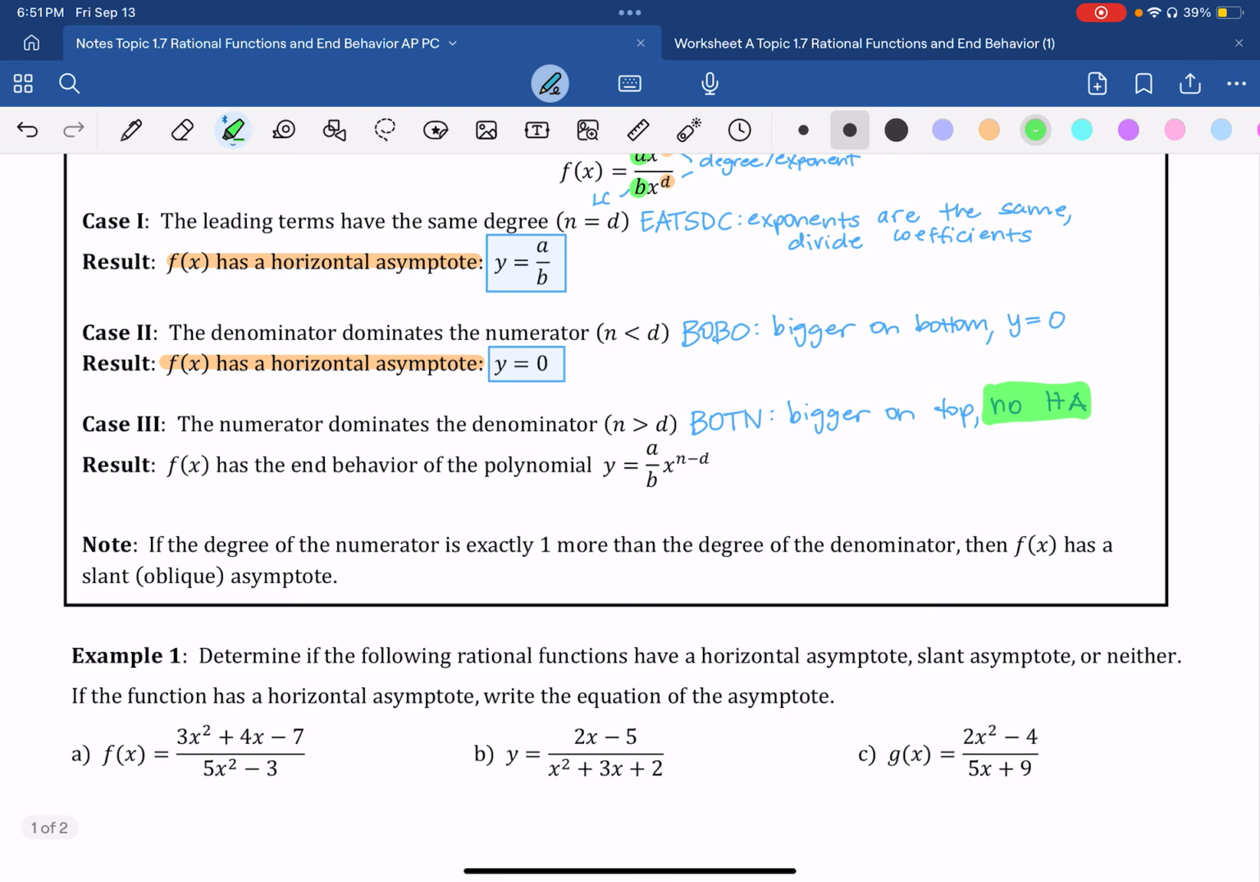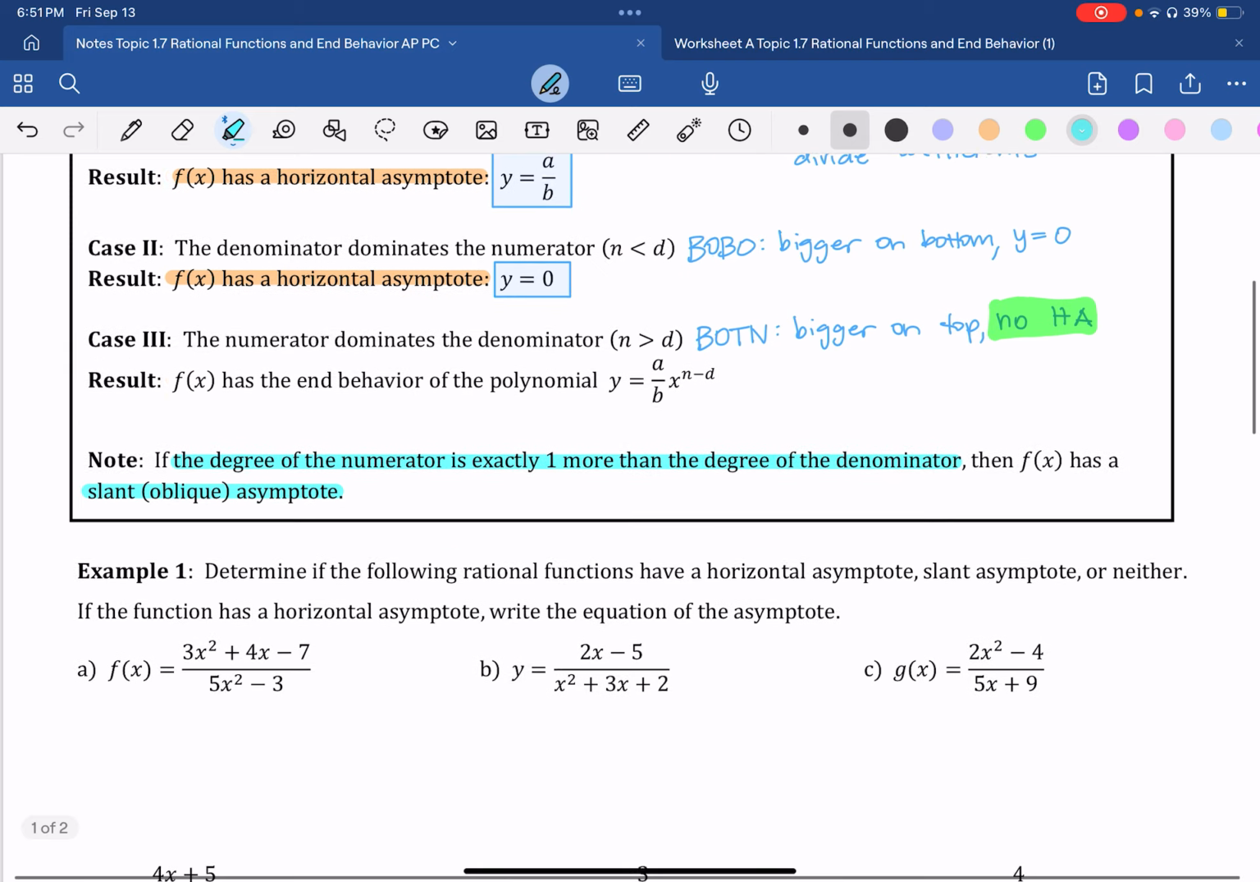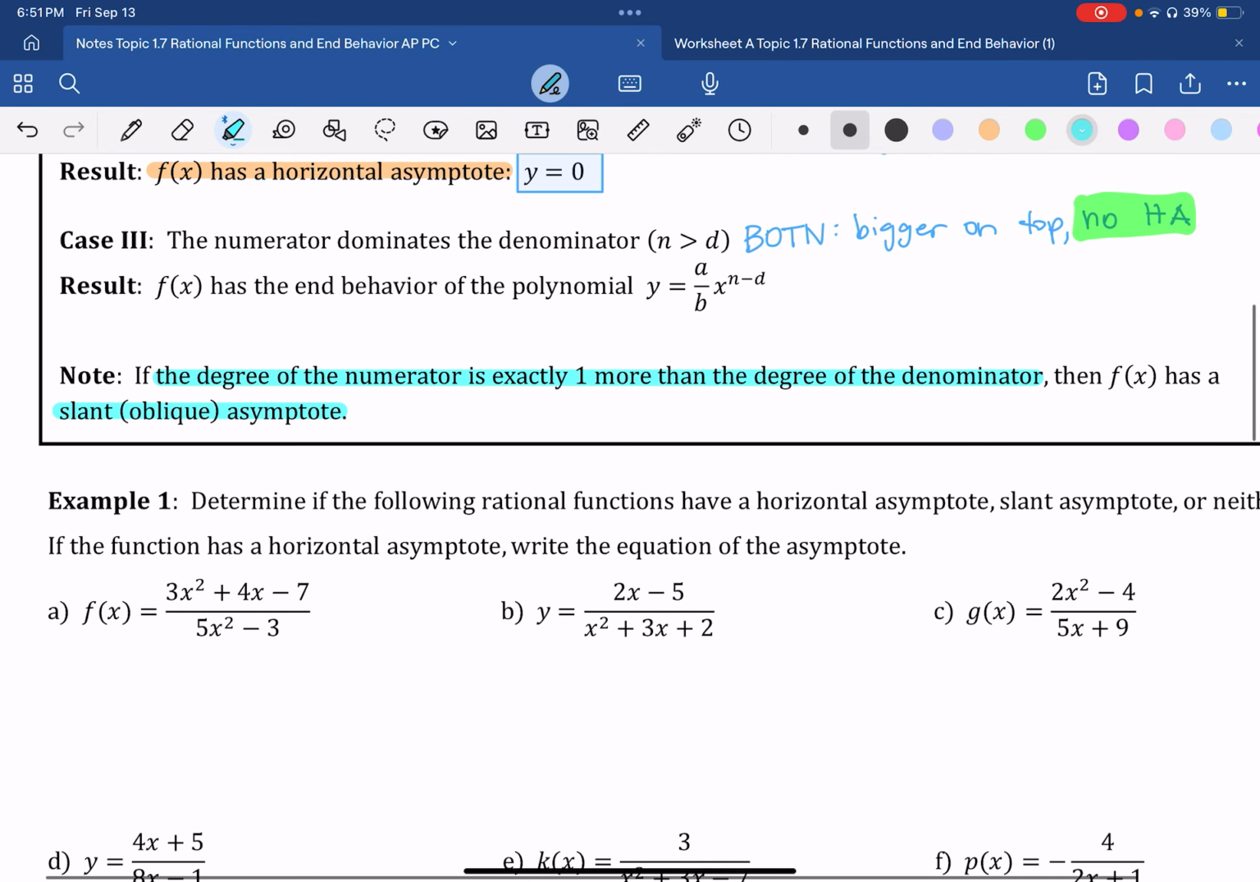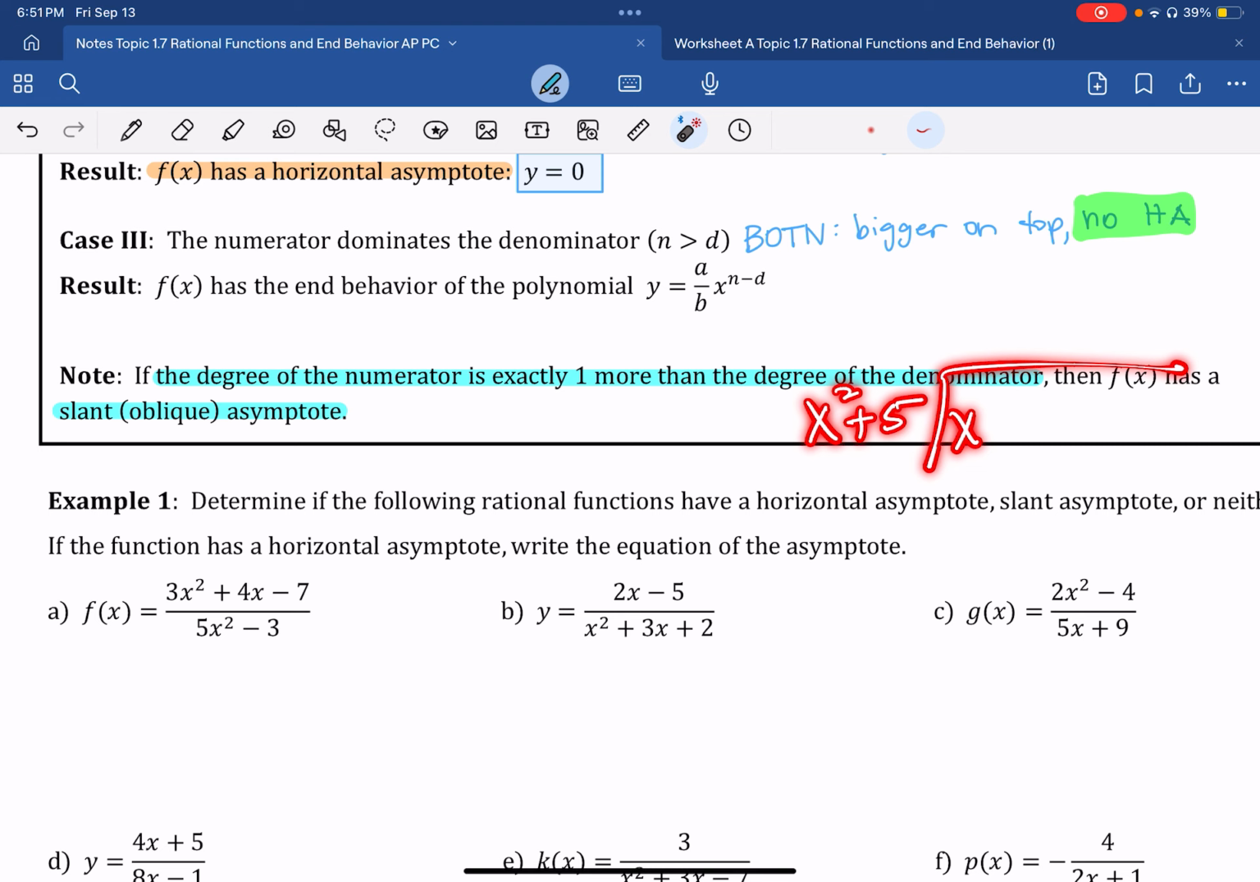Now, you could have what is called a slant or an oblique asymptote. That happens if and only if the degree of the numerator is exactly one more than the degree of the denominator. Okay, now in Algebra 2, you should have learned how to do polynomial long division. That looks something like this. And it's like regular long division from elementary, but with variables in it.